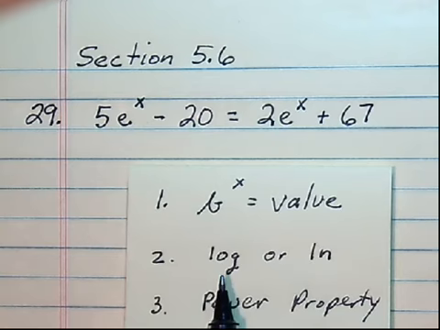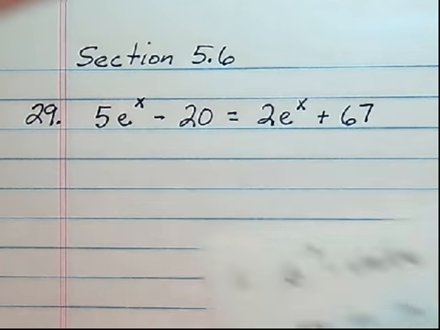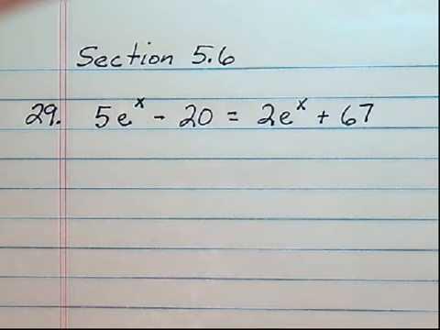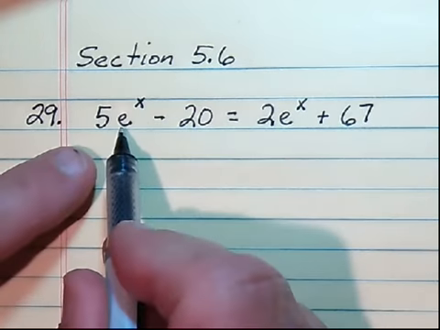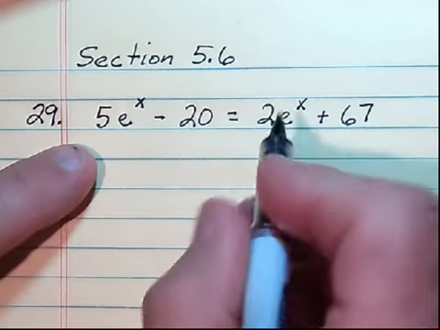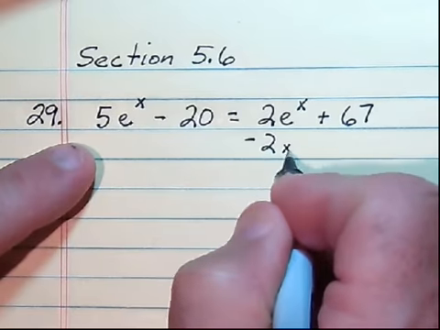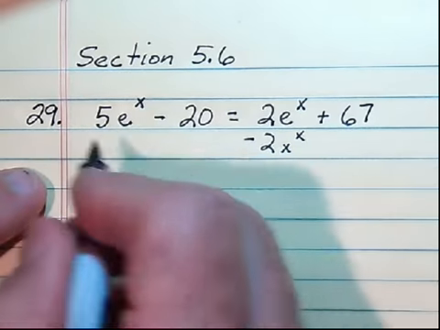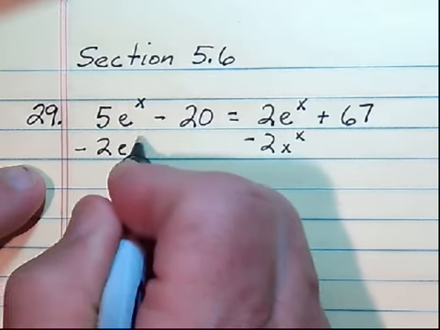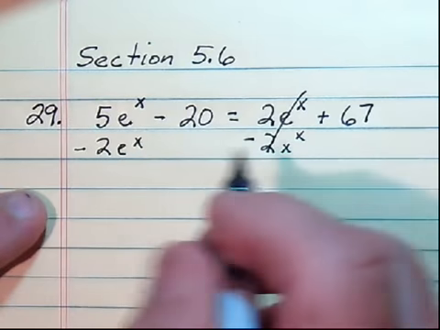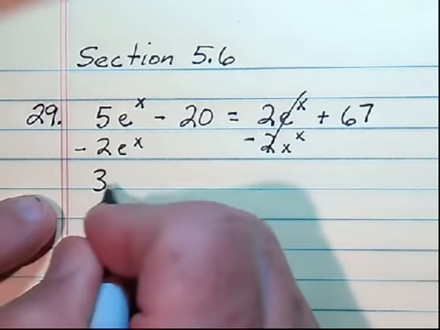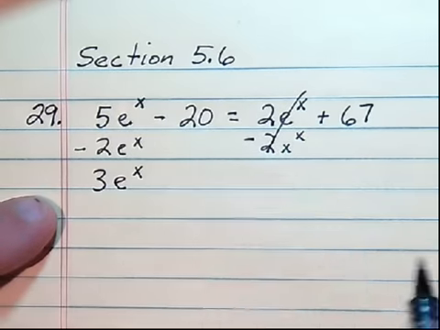Then we will either take the log, or in this case, because it's base e, we will take ln of both sides, apply the power property, and solve. So let's run through those steps. Number one is to isolate e to the x. So I will move this e to the x. I will subtract, which is the inverse operation, which gets rid of it on this side, giving me 3 e to the x on this side.